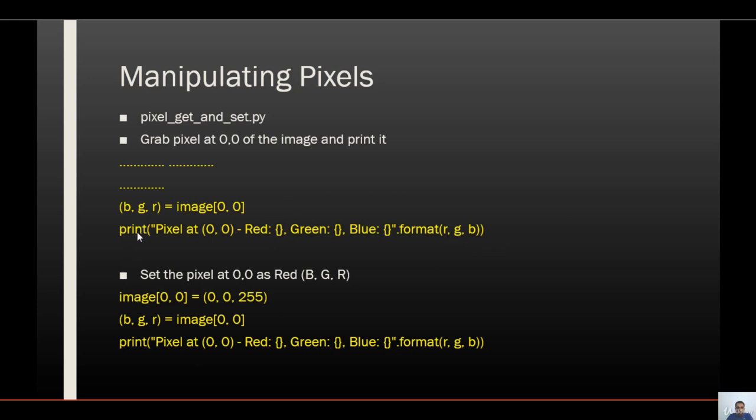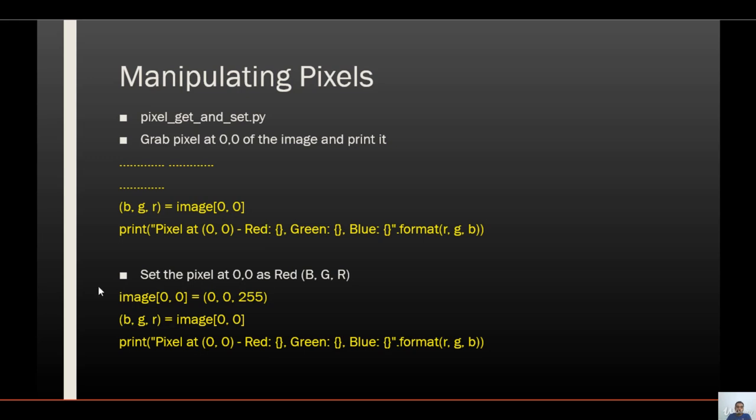In this print statement we will be printing pixel at 0, 0, red. Here we will be printing the R value of the tuple. Then green, here we will be printing the G value of the tuple, and then blue, here we are printing the B value of the tuple. Here we are just grabbing the pixel and printing exactly what is in that pixel.